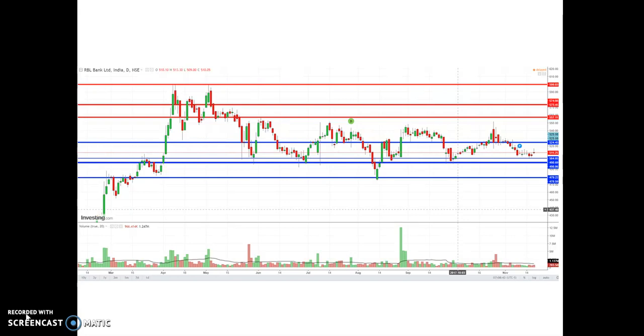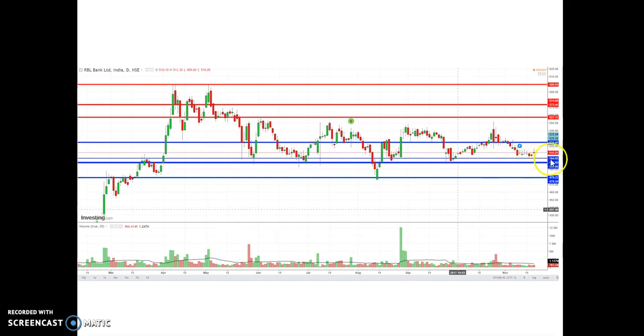Now let us discuss script by script. One is RBL Bank India Daily NSE. I have captured the price movement from March 2017 till date. The last closing price of this script is 510 rupees.